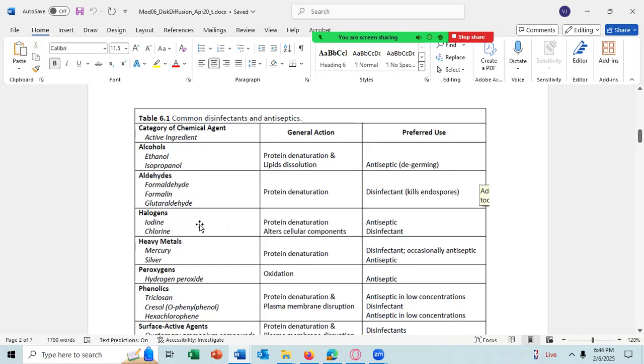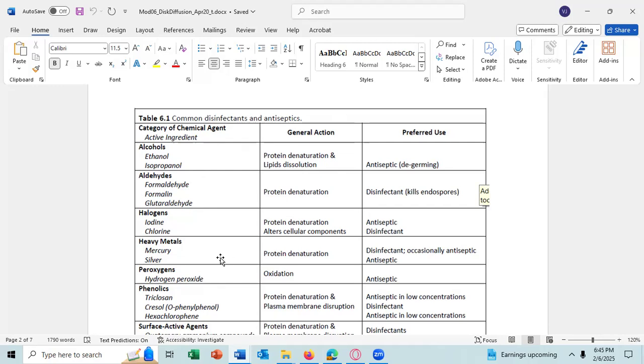Halogens, tincture of iodine and chlorine bleach, are examples. Iodine is used as an antiseptic, chlorine bleach as a disinfectant. Mercury and heavy metals were used for a while when they were first invented and realized to have antibacterial properties. But then the medical establishment stopped using them because there were other agents that were more effective and less toxic.